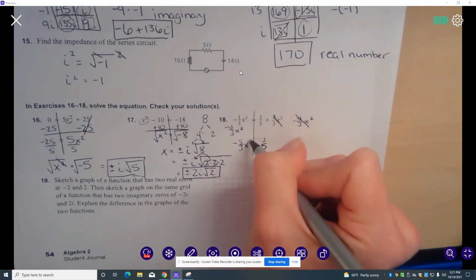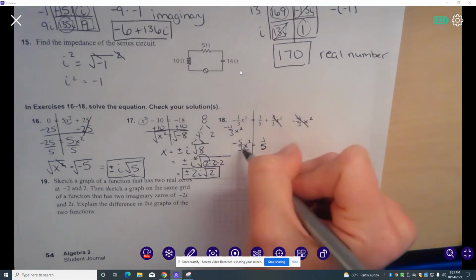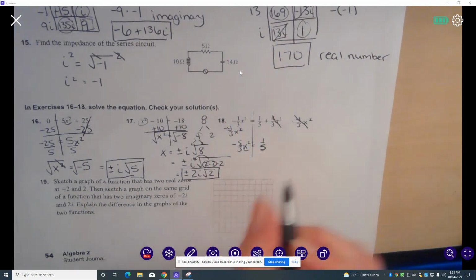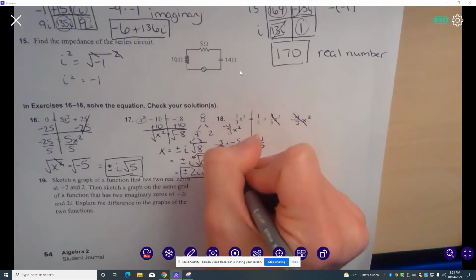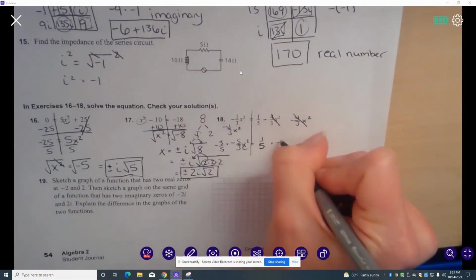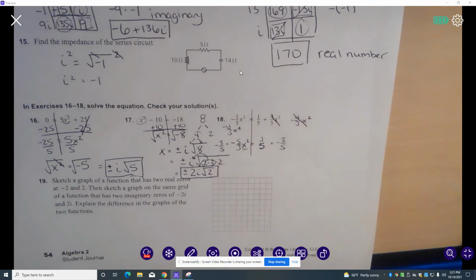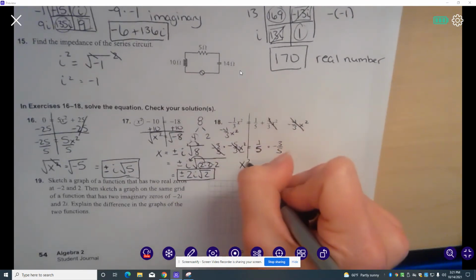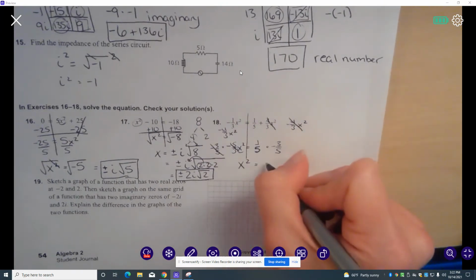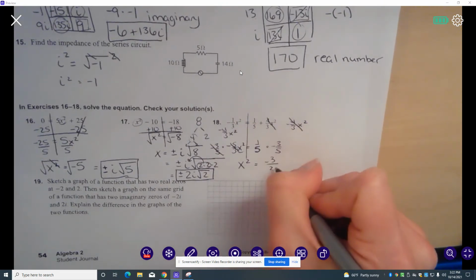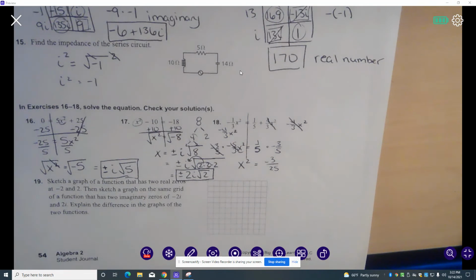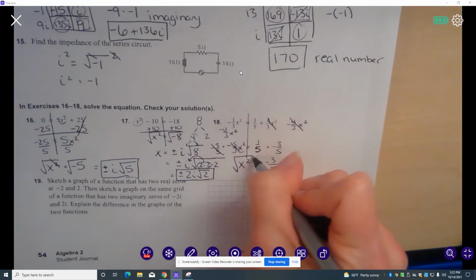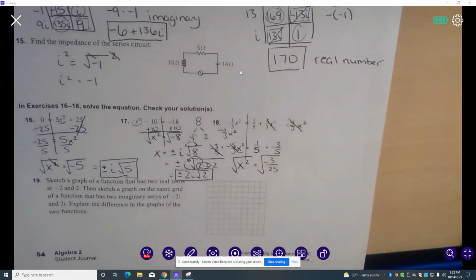I want to get this x squared term all by itself, so I need to get rid of this negative 5/3. So I'm going to multiply by the reciprocal. I'm going to multiply by negative 3/5. When I do that, I get x squared is equal to negative 3 over 25. And so I'm now ready to take the square root of both sides.